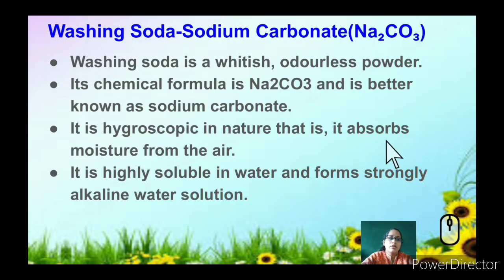So we have learned about baking soda. Now we will learn about washing soda. So what is washing soda? It is derived from baking soda. Baking soda is sodium hydrogen carbonate. When sodium hydrogen carbonate decomposes, it forms sodium carbonate, Na2CO3. We have seen already that washing soda is whitish, an odorless powder. It doesn't have any odor. Its chemical formula is Na2CO3, and it is known as sodium carbonate.